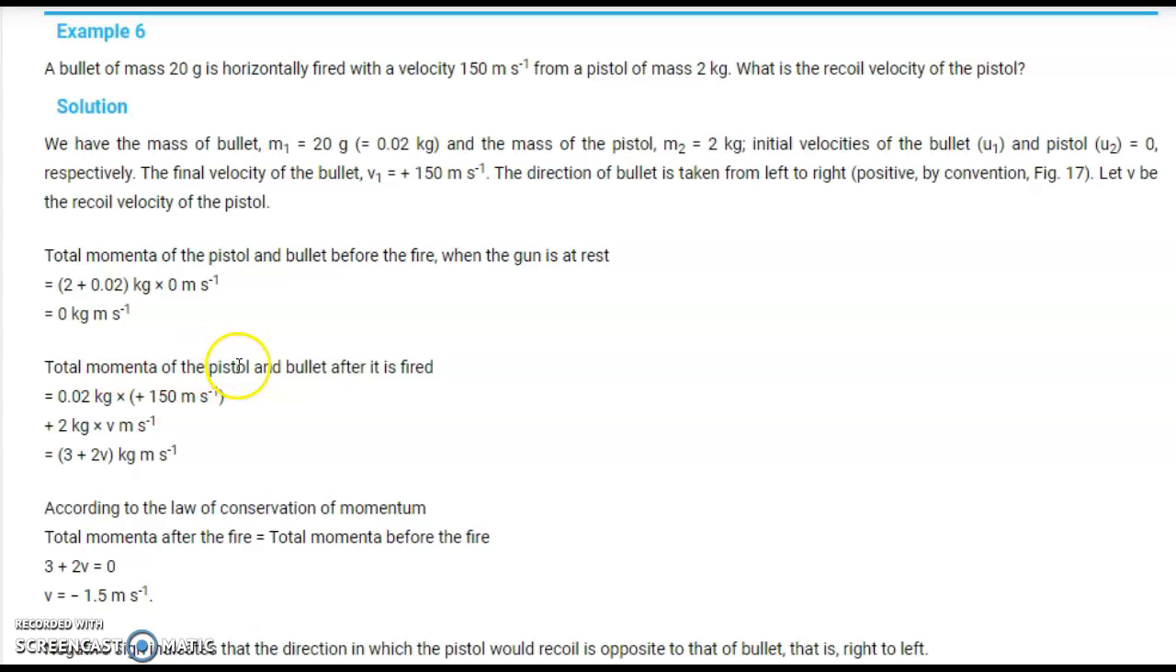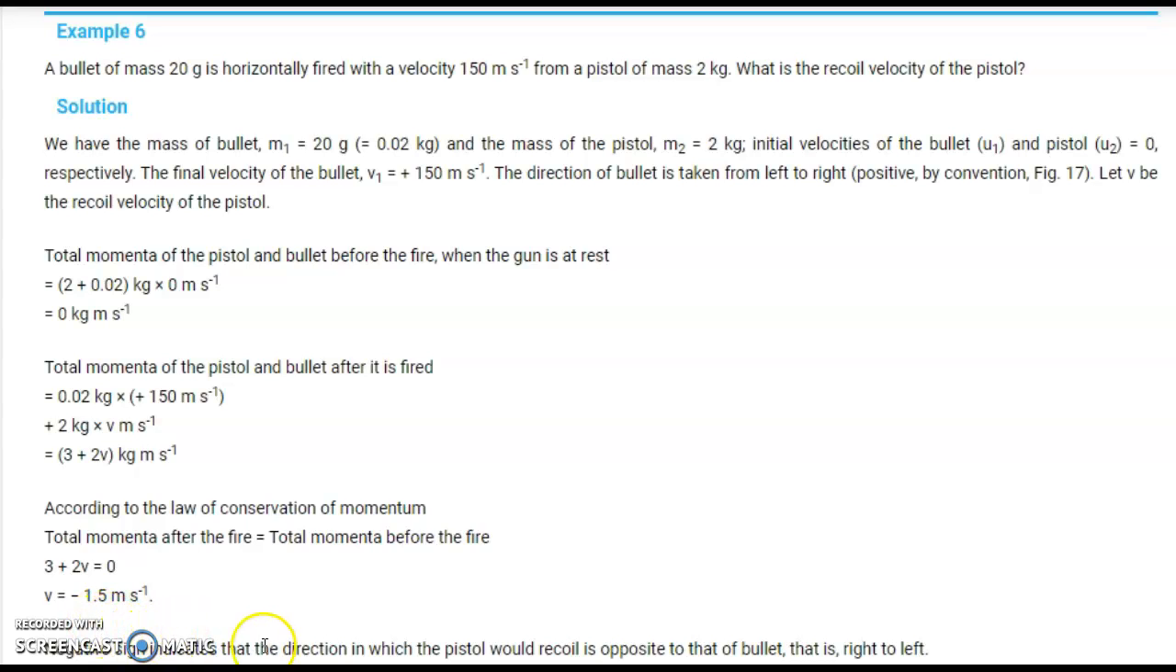Next, the total momentum of the pistol and bullet after it is fired. That is 0.02 kilogram into v1 of the bullet, that is 150, plus 2 kg into the velocity of the pistol, so we get 3 plus 2v. According to the law of conservation of momentum, the total momentum after the fire and before the fire are equal. So 3 plus 2v is equal to 0. So v is equal to minus 3 upon 2, that is minus 1.5 meter per second.